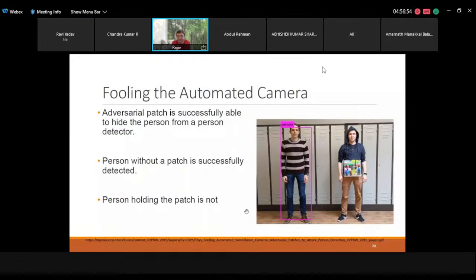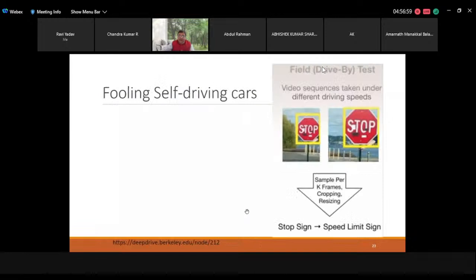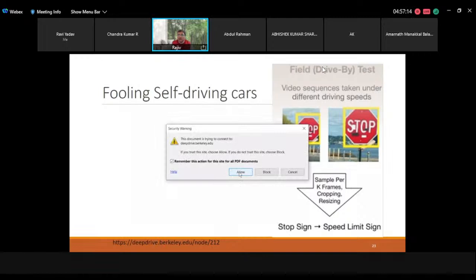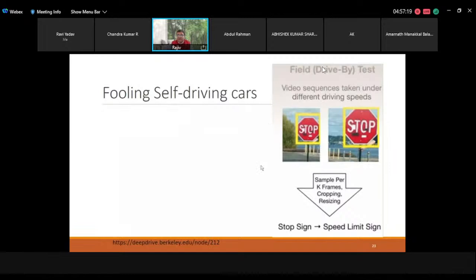Self-driving cars are a new phenomenon, and there are experiments being done at Berkeley University using deep learning algorithms. So you can see this, deepdrive.berkeley.edu. They have a host of such experiments. Is the browser visible or the presentation? Presentation. Okay. No worries. So you can go to this site and find out more.